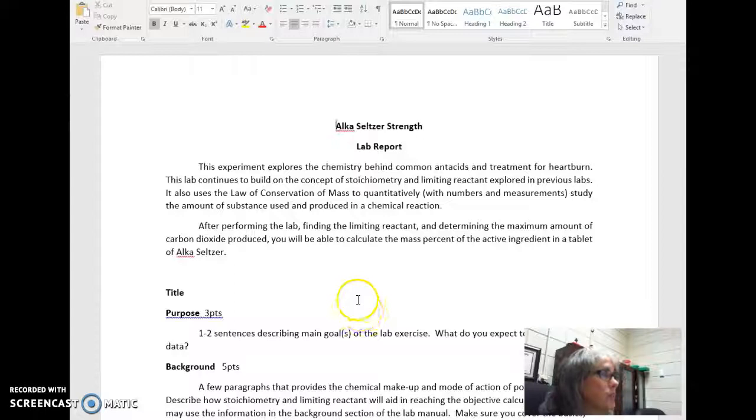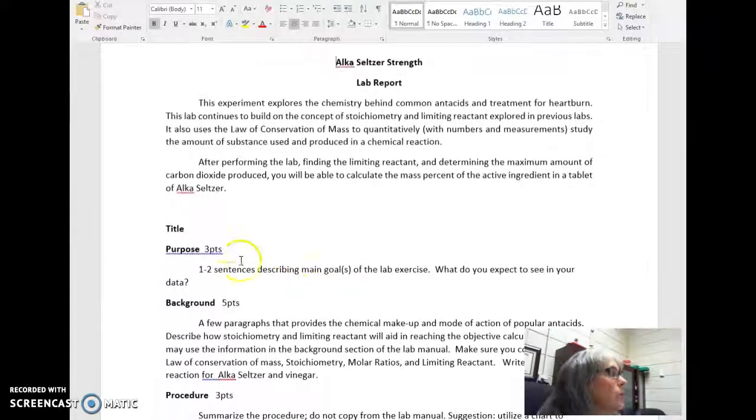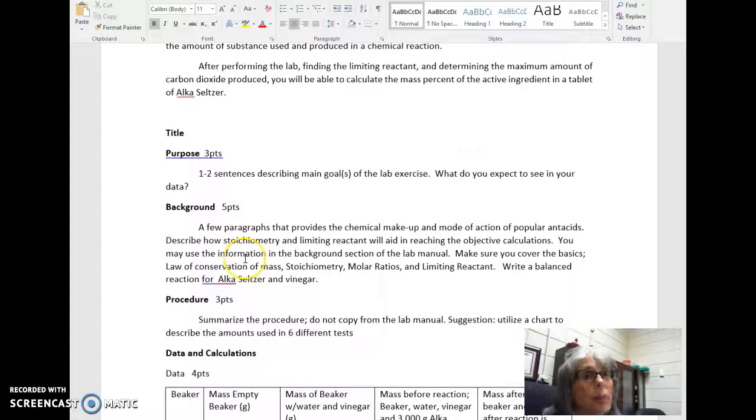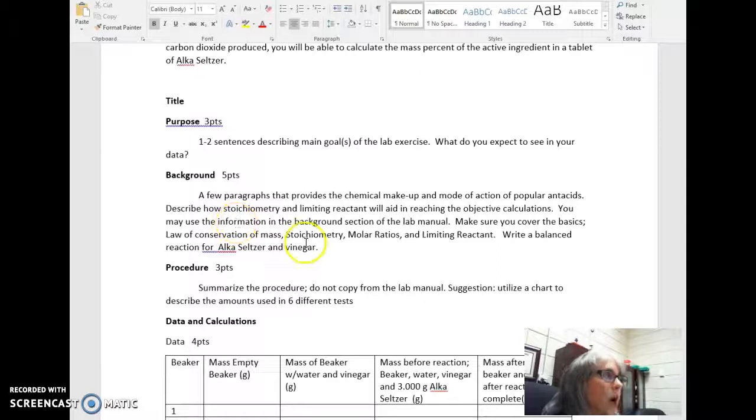All right, so now let's look at your lab. By now this should look pretty familiar. You're going to write your title down and the purpose, 2 or 3 sentences telling why we're doing the lab. The background here is very important. We've got some key terms from chemistry that you're going to need to understand in order to understand the lab. Things like what is stoichiometry, molar ratios, and limiting reactants. You need to write a balanced reaction for Alka Seltzer and vinegar. That'll be in your background.